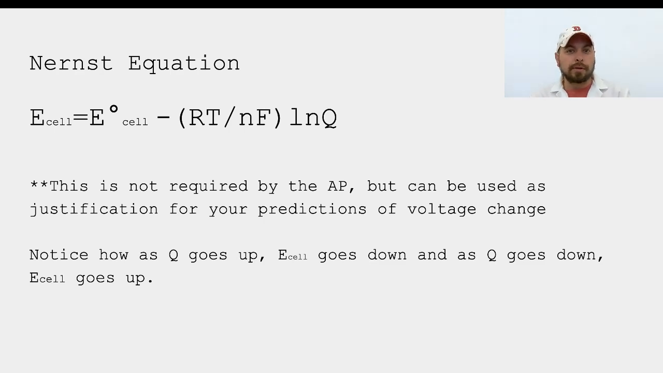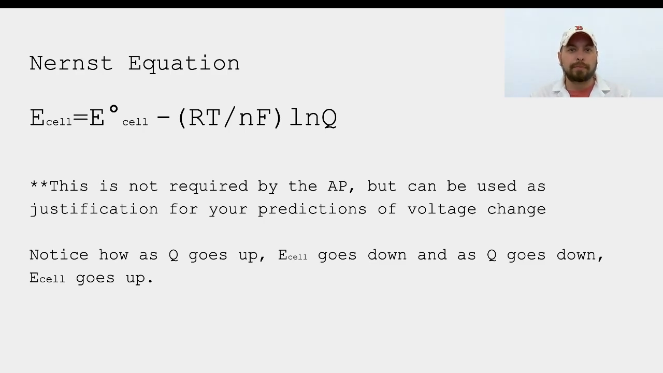The kicker here is that it's natural log of Q, and we're subtracting this mess. So if you remember, natural log of 1 is 0. So if my Q is equal to 1, this whole term is 0, which means E of cell that I see and E of cell at standard conditions are equal. When Q is not equal to 1 is when we start to see some changing.